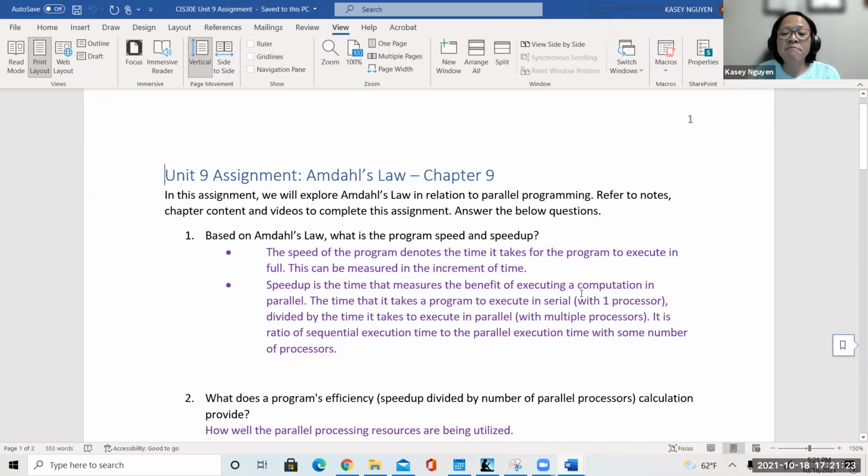The speedup is the measure of the benefit of executing a computation in parallel. So we're only going to look at the result from executing in parallel: the time that it takes for the program to execute serially divided by the time that it takes to execute in parallel, like what we talked about. If it takes a person 1 hour to do that task, but you have multiple people, that will be 1/n. So it becomes a ratio of the sequential execution time to the parallel execution time, like what we talked about, 1/n.